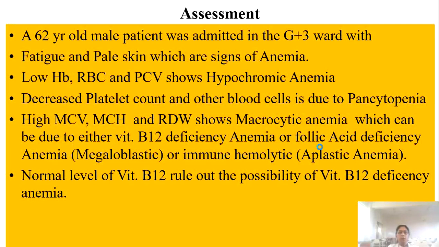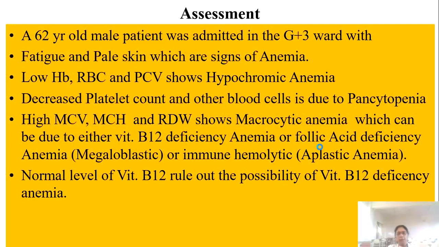This 62-year-old male patient was admitted to the ward with fatigue and pale skin, which are signs of anemia. Low hemoglobin, RBC and PCV show hypochromic anemia. Decreased platelet count and other blood cells are due to pancytopenia. High MCV, MCH and RDW show macrocytic anemia, which can be due to either vitamin B12 deficiency anemia or folic acid deficiency anemia, that is megaloblastic, or immune hemolytic aplastic anemia.